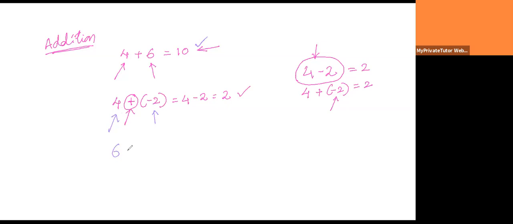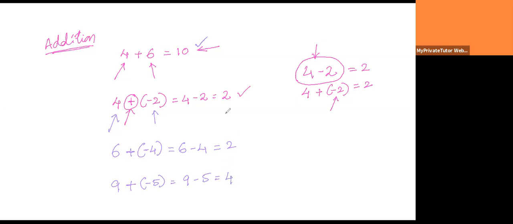See how we are doing it. Let's take one more example. 6 plus -4. We can also write this as 6 minus 4, because addition of 6 and -4 is also called subtracting 4 from 6, which is 2. Okay, let's take one more. Addition of 9 and -5, which is 9 minus 5, which is 4.